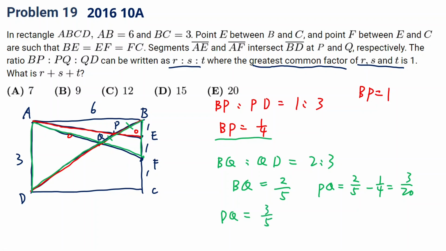So now we can do the ratio. So this ratio is actually equal to 1/4 over 3/20 over 3/5. So we times 20 with everyone. So this becomes 5 over 3 over 12. And those three have no common factor. So this is 5, 3, 12. And the total will be 20.